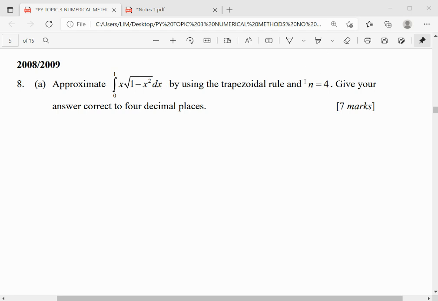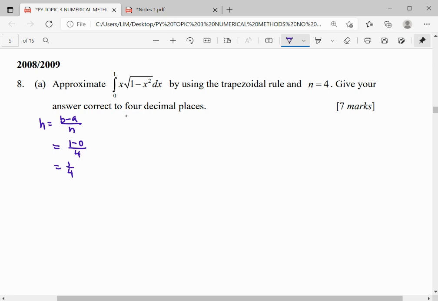So obviously n is equal to 4, we just need to find out what our h is. So h will be (b minus a) over n. What is your upper limit? B is the upper limit, 1, the lower limit is 0, over 4. So h is 1 over 4 here. Then we continue, we're building up our table.